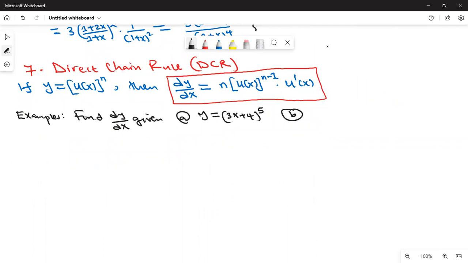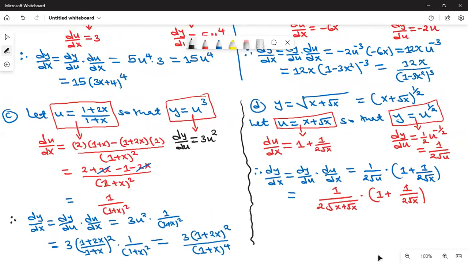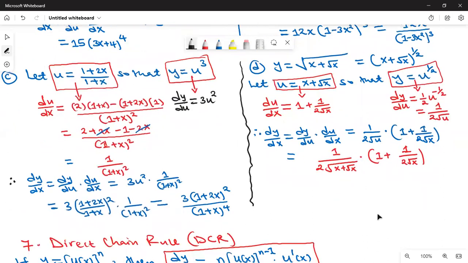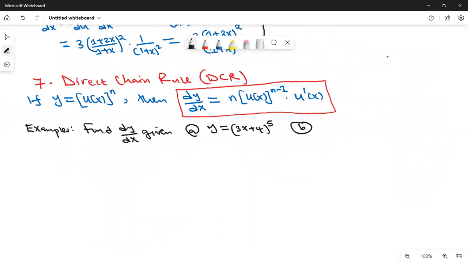In part B, I want to look at the same problem in part B. That was 1 plus 2x over 1 plus x cubed. Well, let me pick this one. y is equal to 1 plus 2x over 1 plus x, and this is cubed.